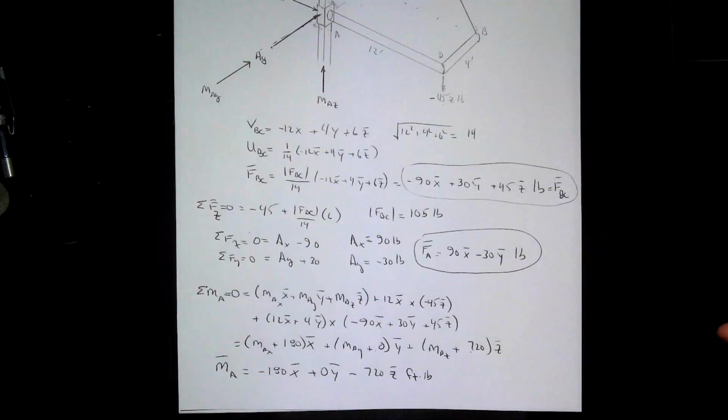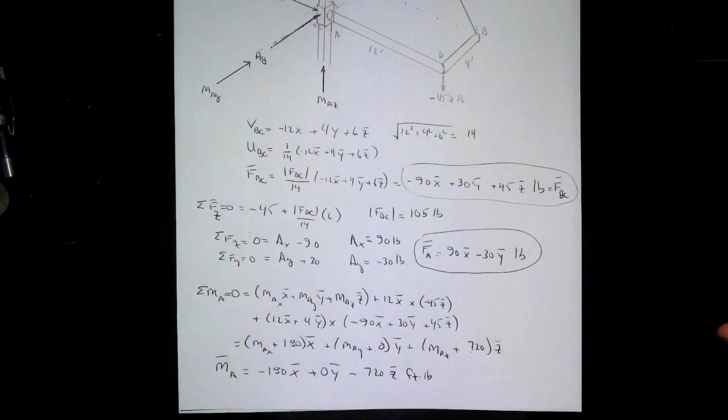And so that's all done. We needed to do tension, we did. Okay? Now that we have FBC, and we know this force, we can just sum forces in the x and the y, and bam, we're going to get those.